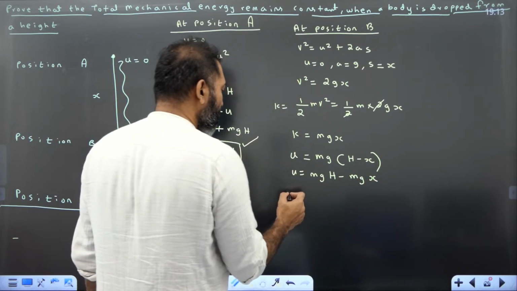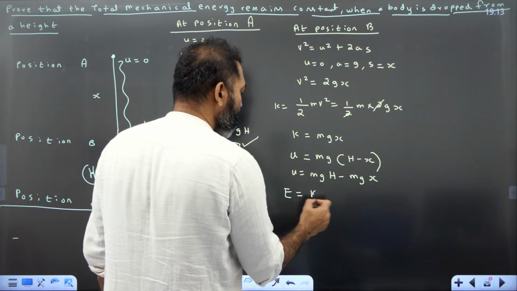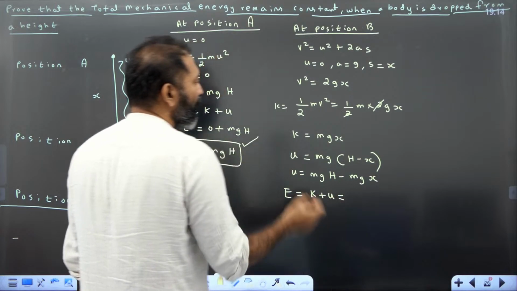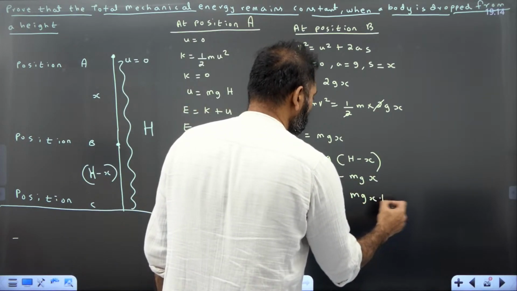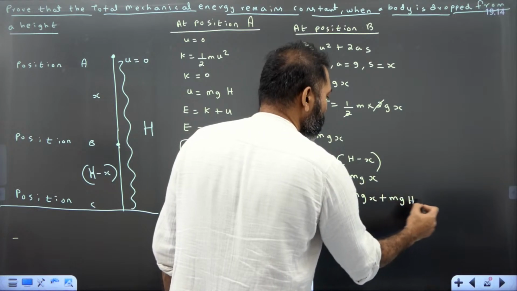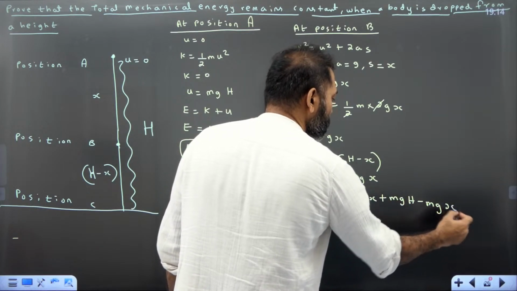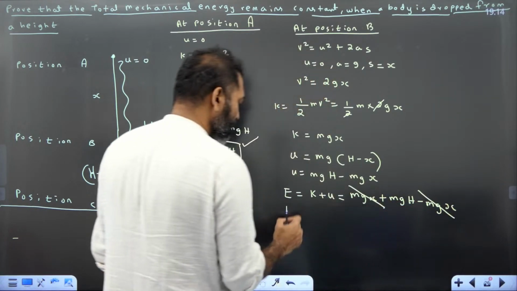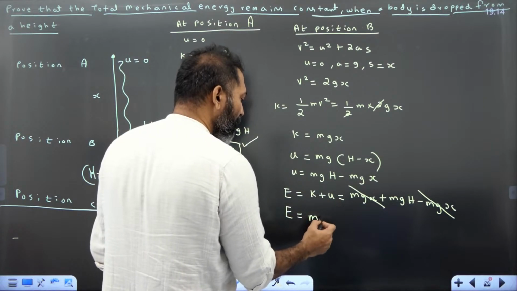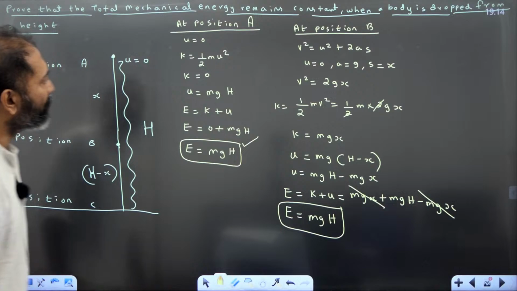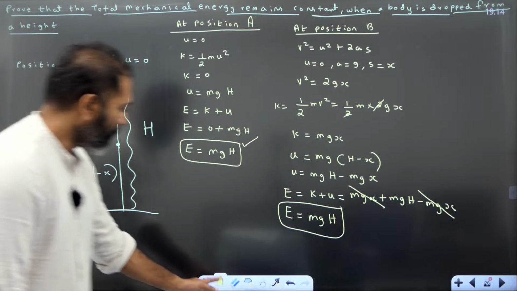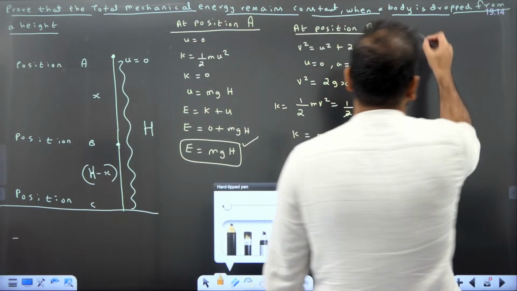So what is total energy? K plus U. What is K? mgx. Plus potential energy, which is mgh minus mgx. So mgx got cancelled. So total energy, again we got the same answer, mgh. Any doubt? Now what happens at position C?